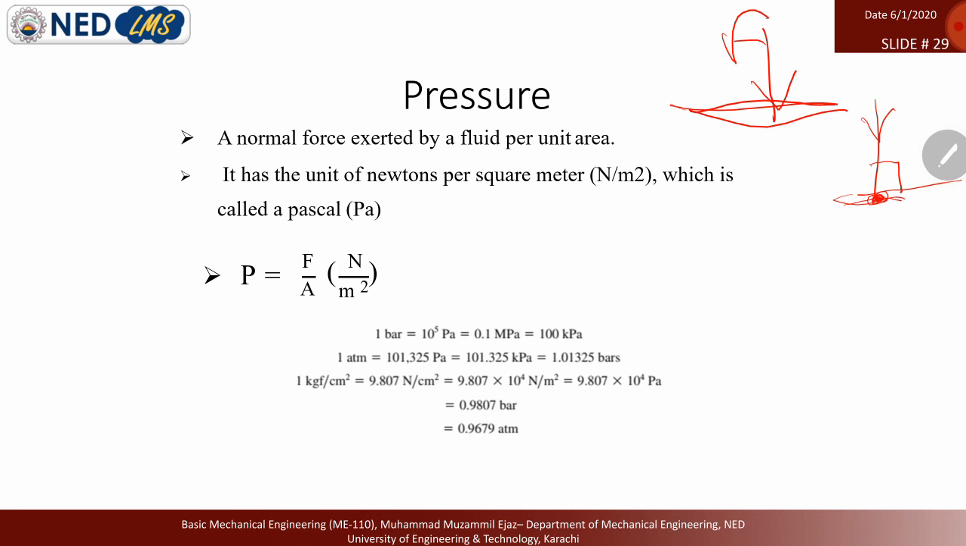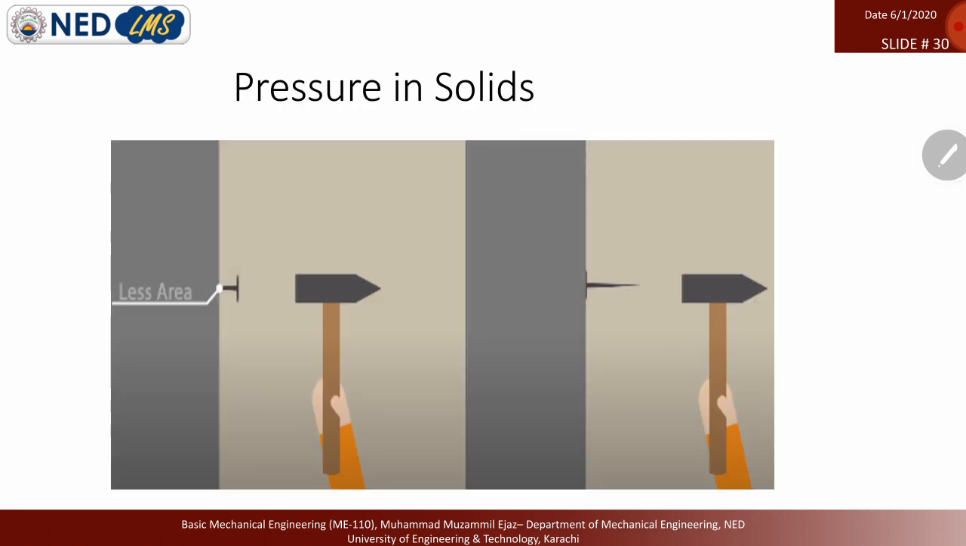Pascal is a simple unit. The unit of force is Newton and the unit of area is meter square, so Newton per meter square. But we have different units of pressure as per the MKS system, CGS system, and British system. In the British system it is pound per square inch, especially known as PSI, or pound per foot square. In the MKS system, we normally take the standard unit as Pascal or Newton per meter square.